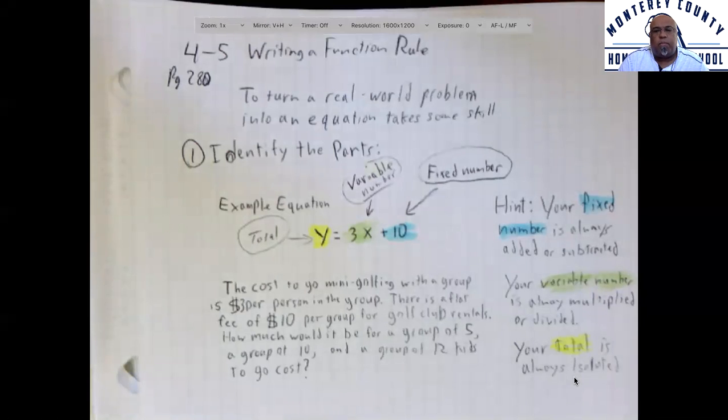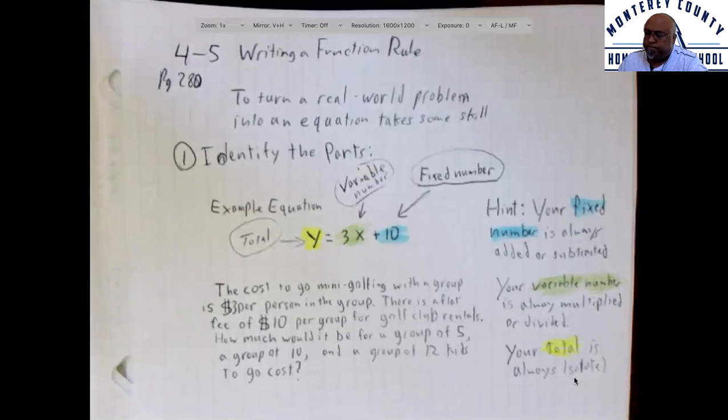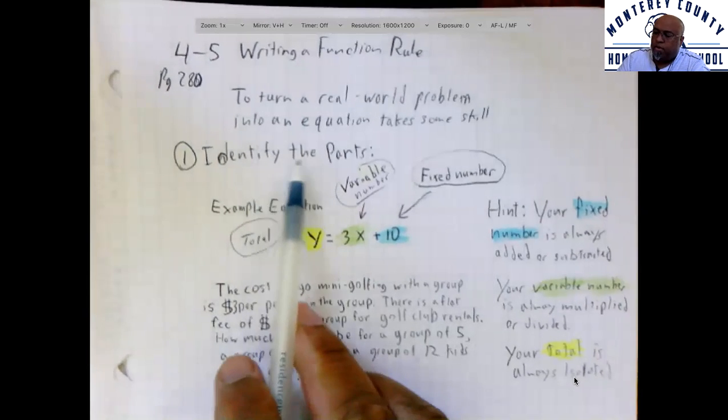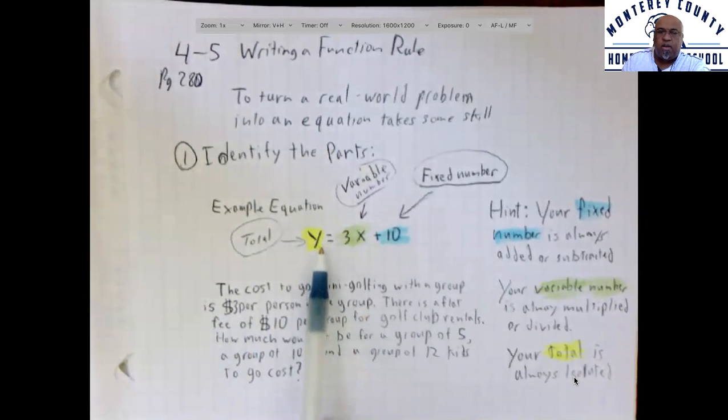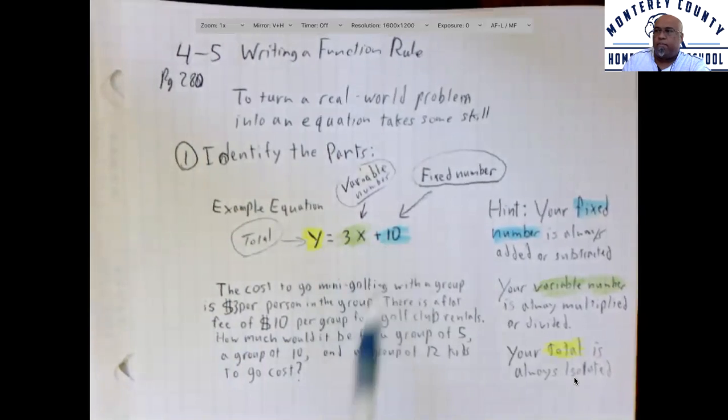Now, I'm going to do this a little bit backwards just so you can kind of see how it works. But to turn a real-world problem into an equation does take some skill, okay? Now, I'm doing this backwards because I want you to see the equation first, and then we're going to do a problem and then convert the parts to the equation. So first, I want to identify the parts of the equation. So I made a random equation here. It's y equals 3x plus 10.